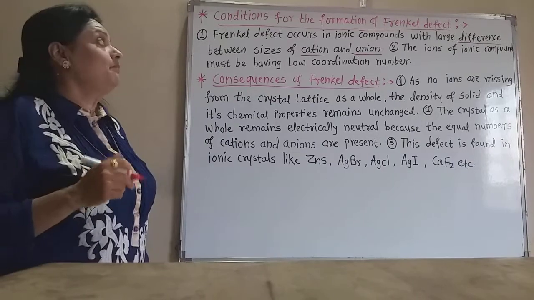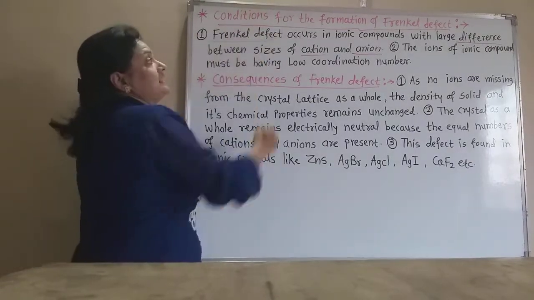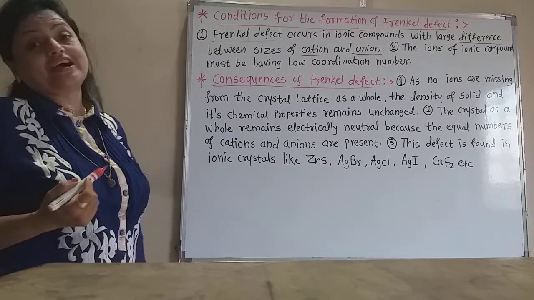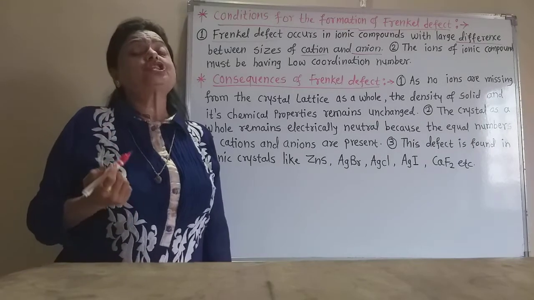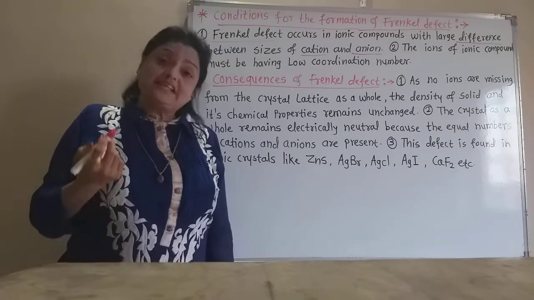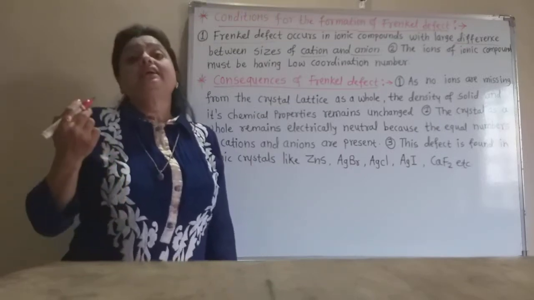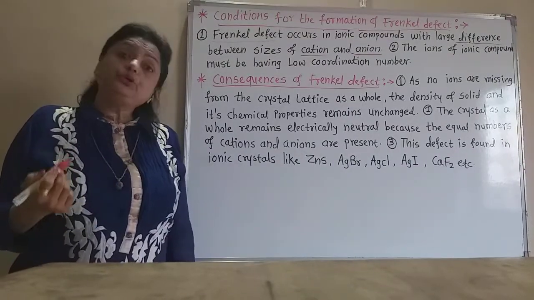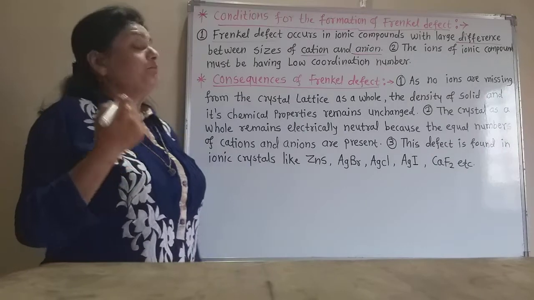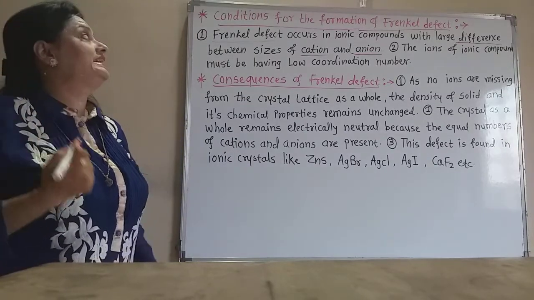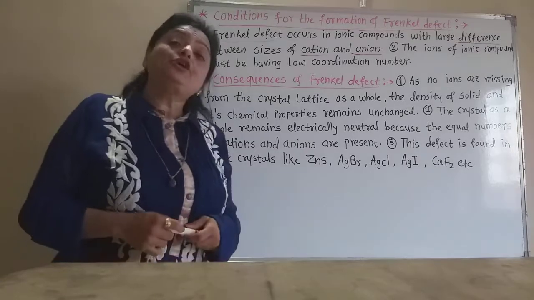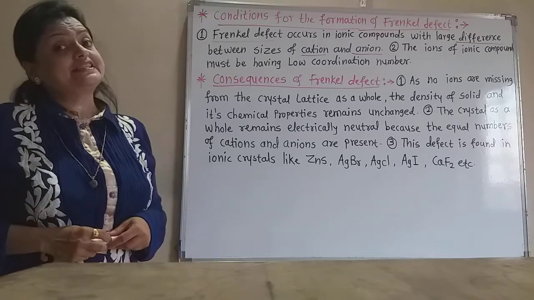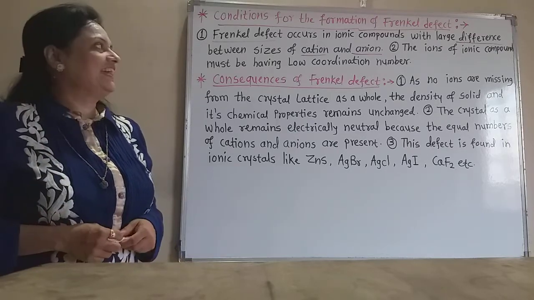But here, the Frenkel defect occurs in ionic compounds with a large difference between the sizes of cations and anions. Generally, cations are smaller than the anions. Because of that, cations occupy the interstitial site, as they can be accommodated there due to their size. So the first condition for the Frenkel defect is that it generally occurs in ionic compounds when there is a large difference between the sizes of cations and anions.